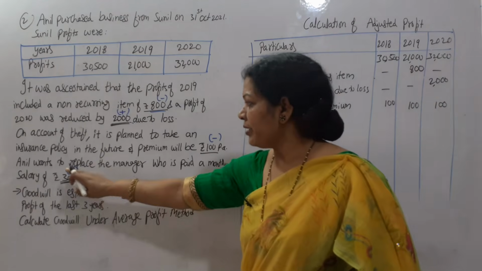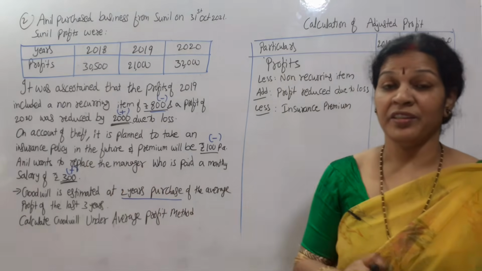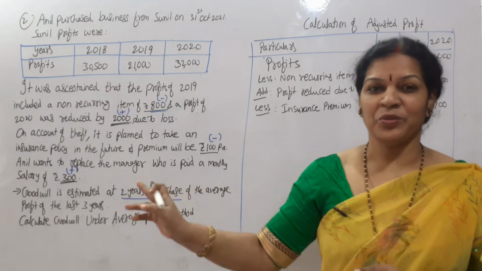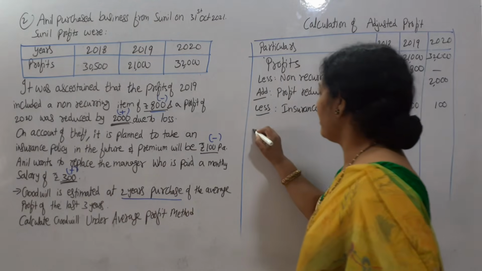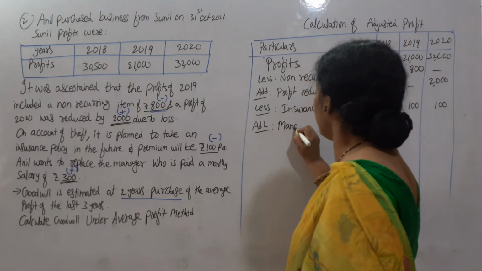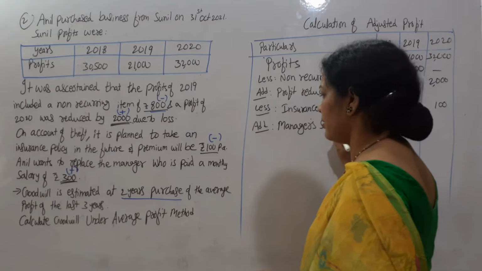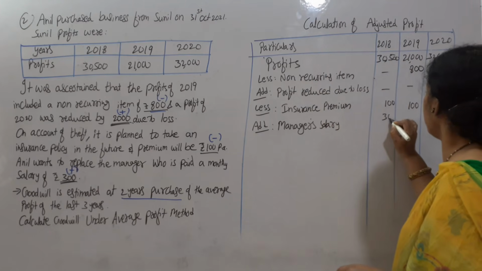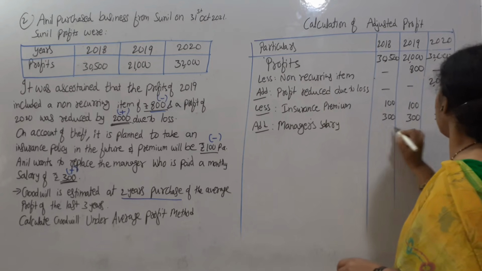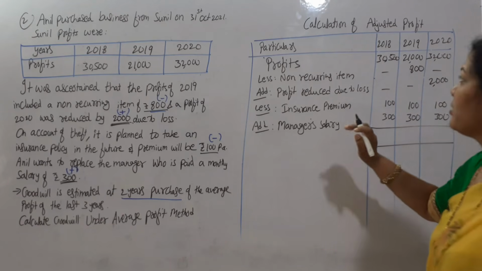Over this one. And Anil wants to replace the manager who is paid a monthly salary of 300. When he is replacing him, profit is going to be saved, so we are going to add this. Add manager's salary, 300. After calculations, whatever we get is the adjusted profit.